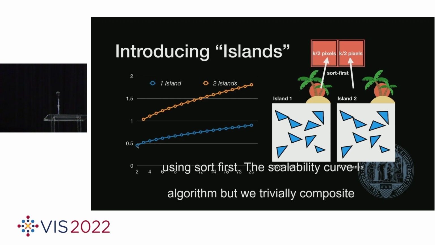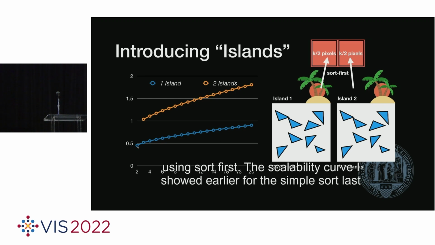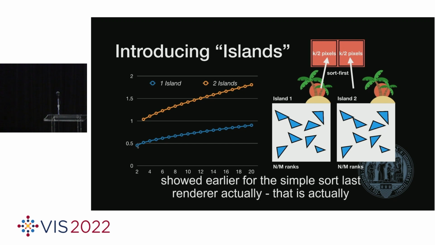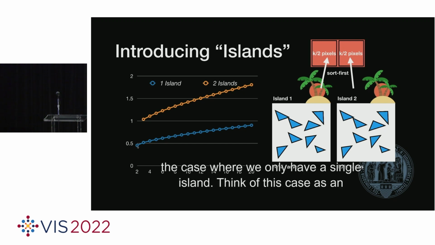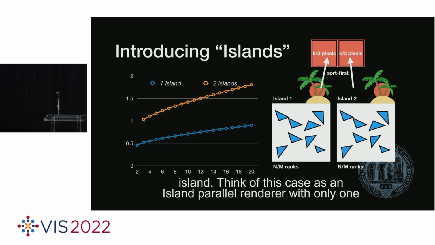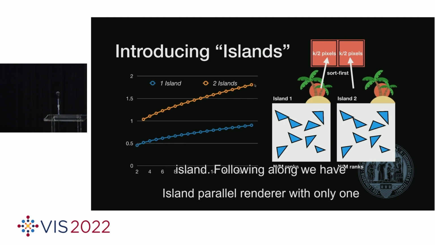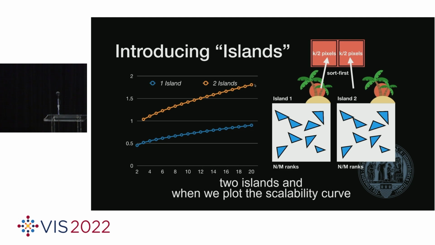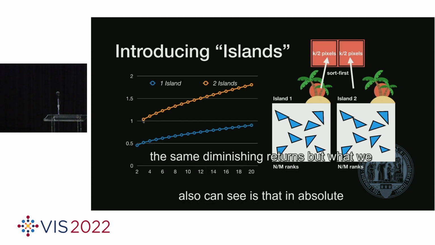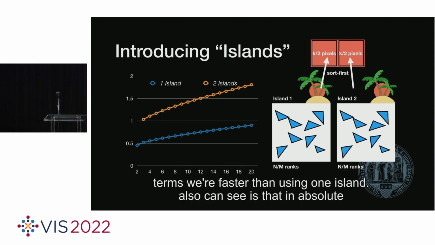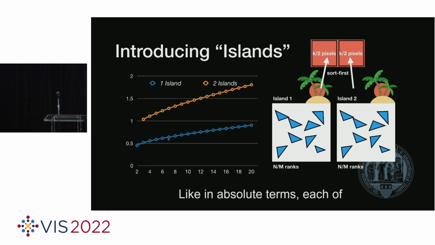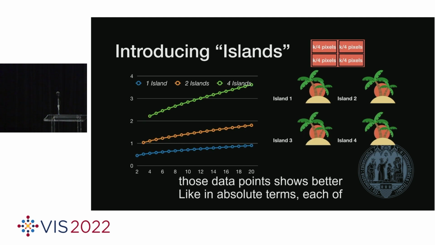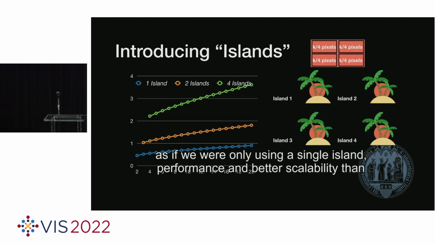The scalability curve I showed earlier for the simple sort last renderer is actually the case where we only have a single island. Think of this case as an island parallel renderer with only one island. Following along, we have 2 islands, and when we plot the scalability curve for 2 islands, we see basically the same diminishing returns. But what we also can see is that in absolute terms, we're faster than using one island. In absolute terms, each of those data points shows better performance and better scalability than if we were only using a single island.